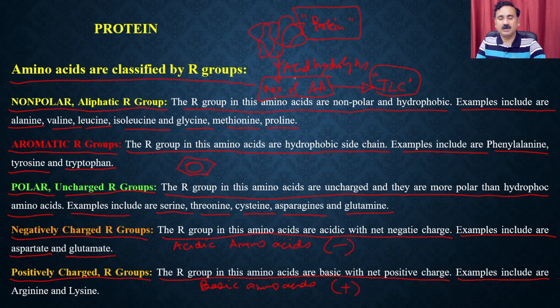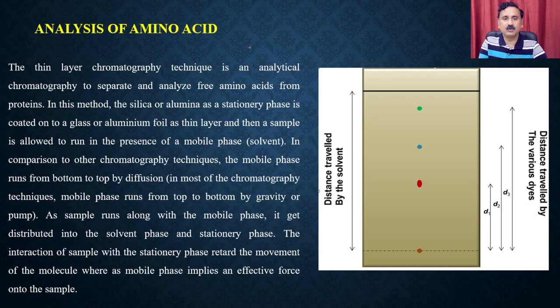So, what you are going to do when you are going to analyze the amino acids? How are you going to do the analysis of the amino acids? The thin layer chromatography technique is an analytical chromatography to separate and analyze the amino acids from the protein.